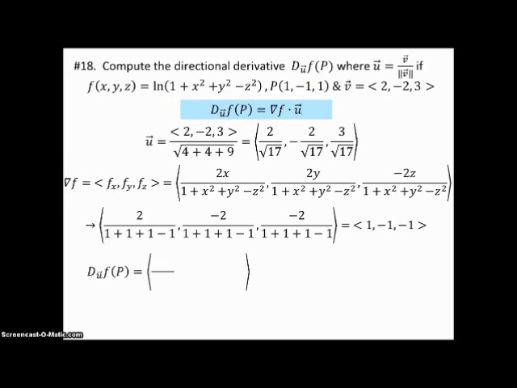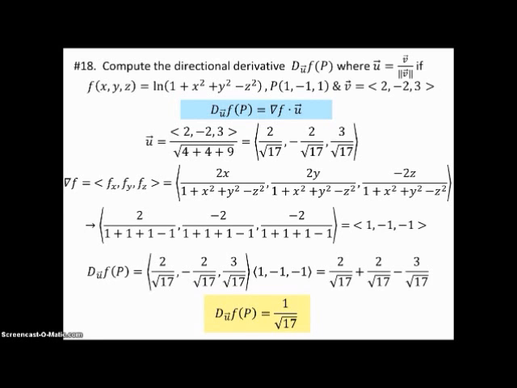So now all we have to do is dot those two vectors together, u dotted with the gradient in either order. And so we get 1 times 2 over root 17 plus 2 over root 17 minus 3 over root 17, which equals 1 over root 17. And that is the directional derivative. Remember, the directional derivative is always a number. And also remember that the maximum directional derivative will be in the direction of the gradient, not in the direction of any other miscellaneous velocity vector, such as in this problem.